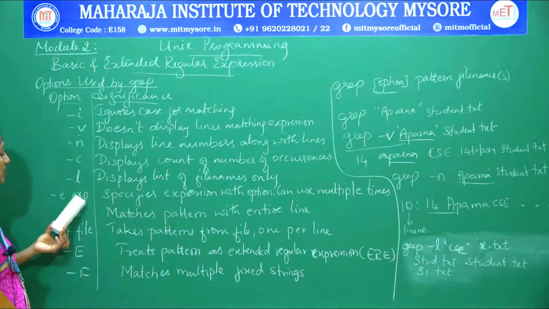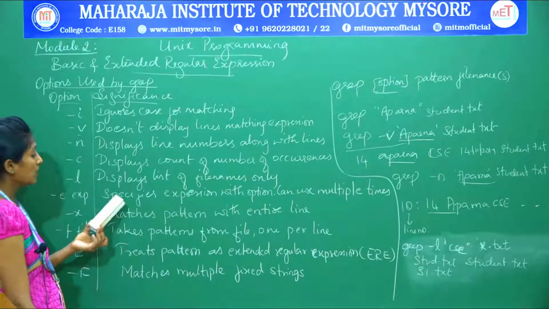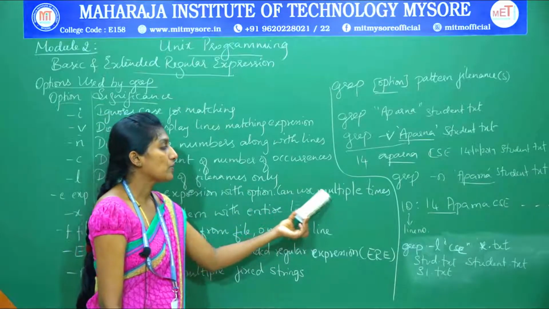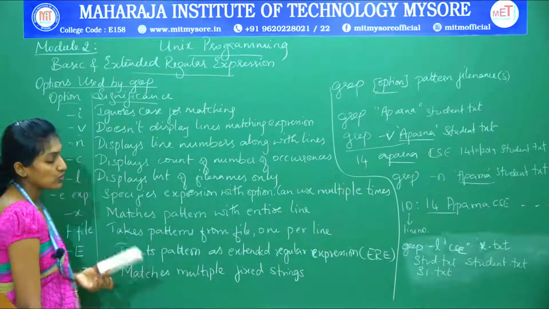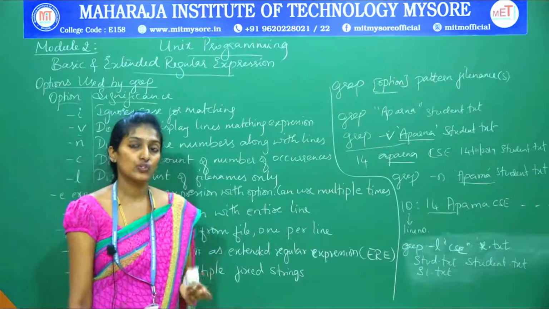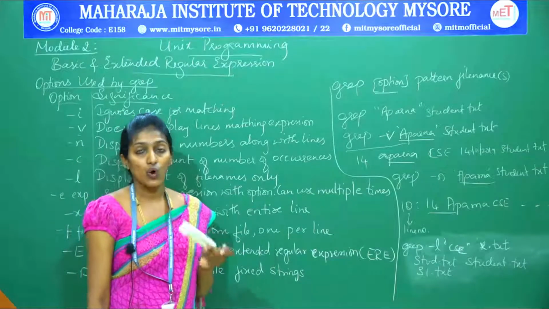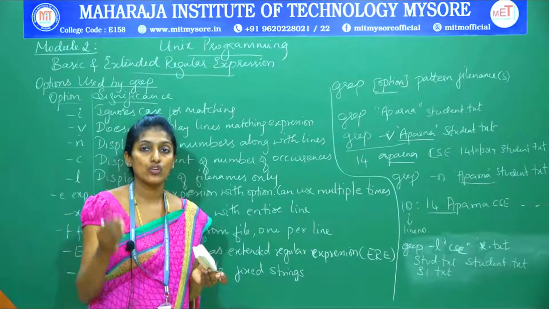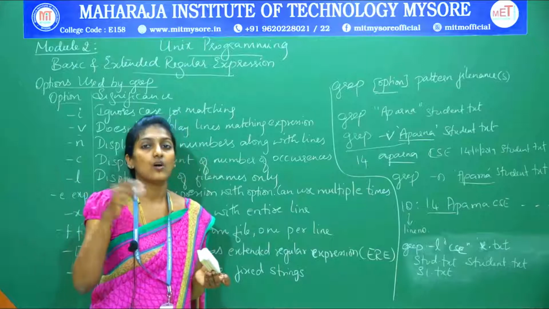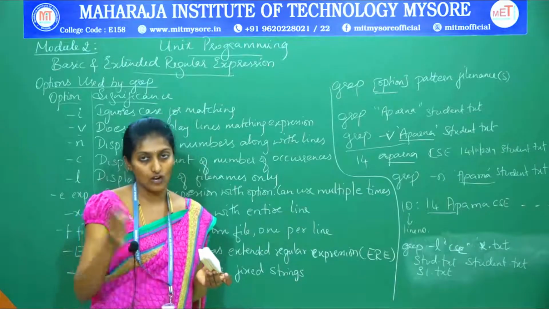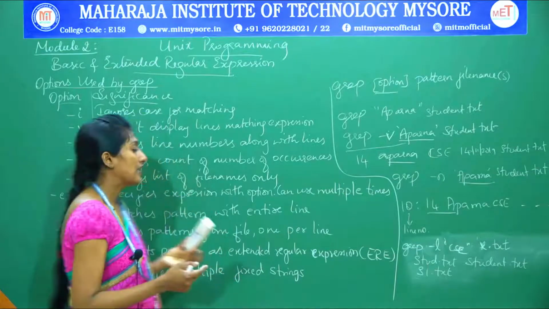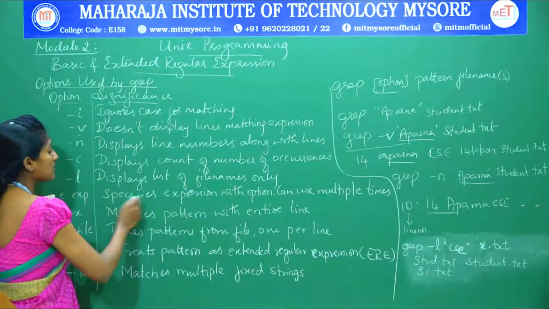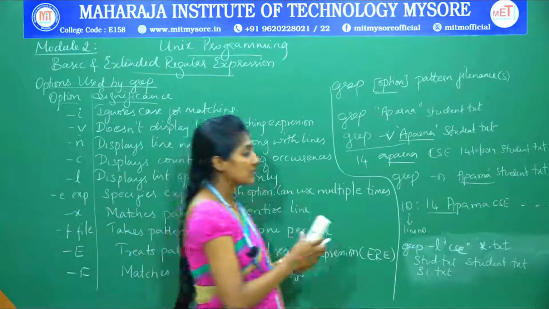Next is -e, exp. What does this do? This is going to specify the expression with an option, and you can also use it multiple times. If the user wants to choose or get a pattern from multiple patterns, and wants to fetch or display those multiple patterns from a single file or from more than one file, at that time you can use this -e option. The -e option can be used for specifying multiple patterns at a time.